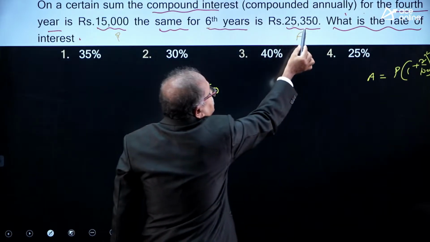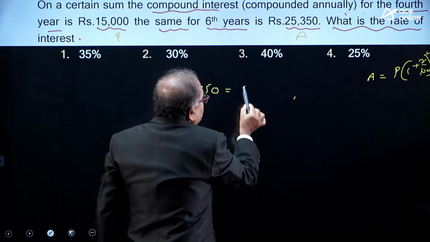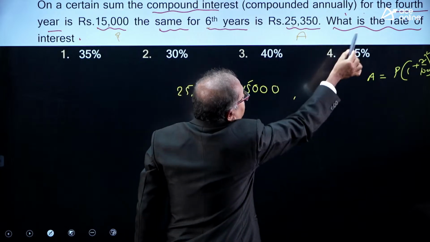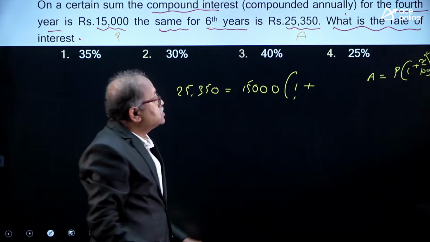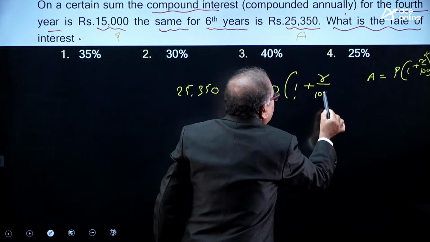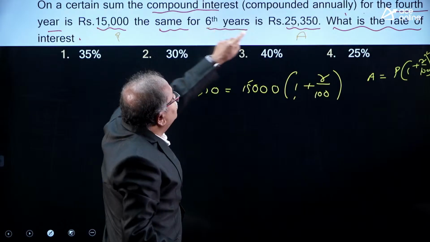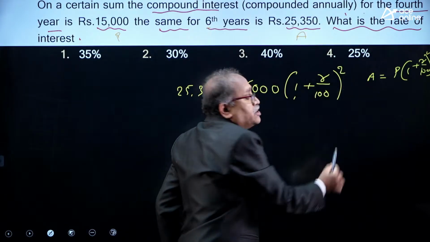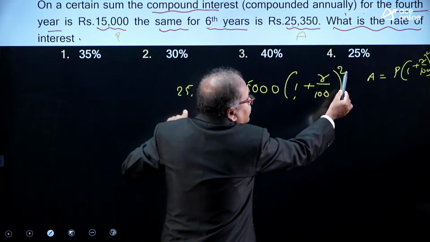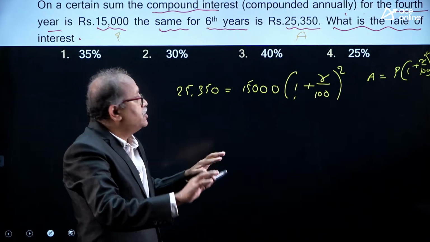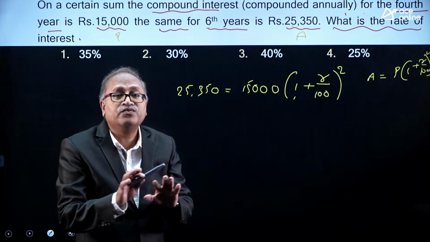So here the A will be the last amount, the sixth year interest, and the P will be 15,000, the fourth year interest, into 1 plus r by 100. I do not know the r, that r has to be worked out. How many years gap? Fourth year and sixth year, a 2 year gap, so place the 2 here. When you take this in the denominator, this will also come in the power of 2, then only this equation is possible. Left hand side and right hand side, the power of 2 will get cancelled.